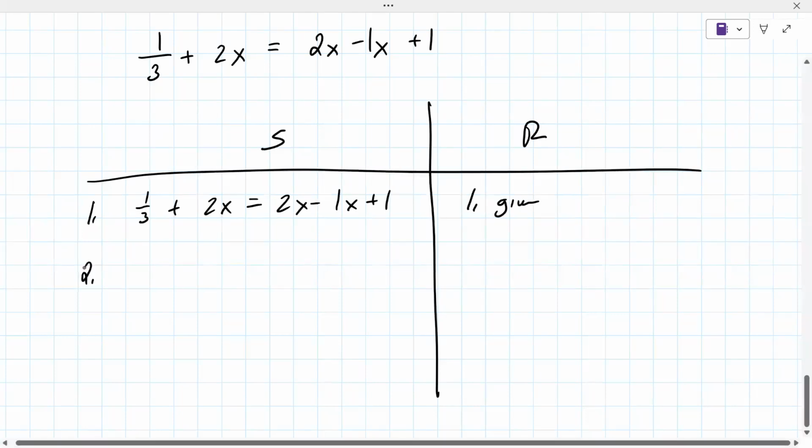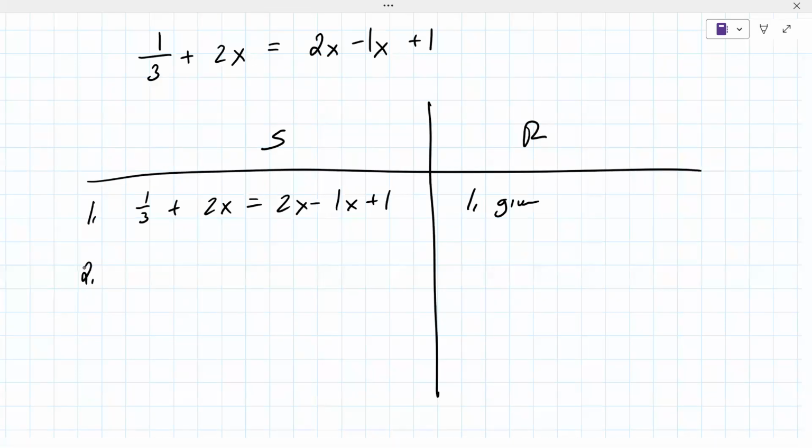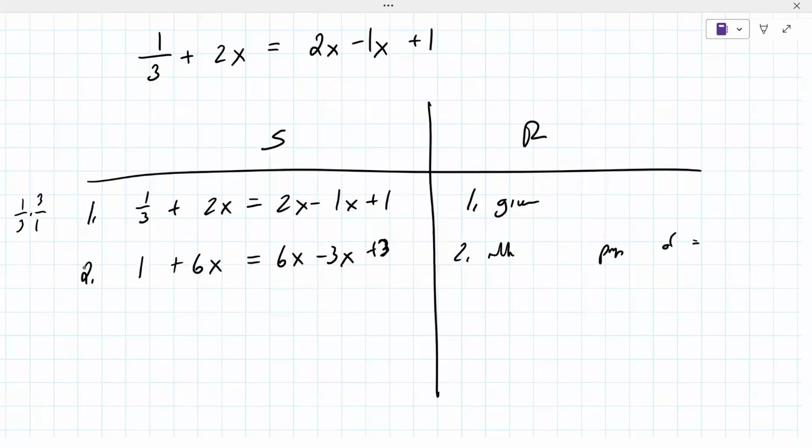Okay. Then I did multiplication property of equality. Okay, and what did you get for that? I multiplied by 3. Yeah. 3 plus 6x equals 6x minus 3x plus 3. Hang on. So you made the same mistake as last problem. 1/3 times 3 is 3 over 1. So that's just 1. Yeah. Okay, so that will change your answer a little bit. I mean, it's still the same steps.